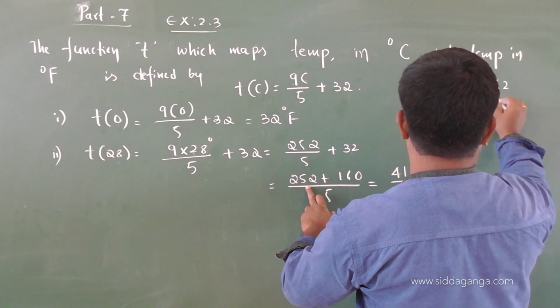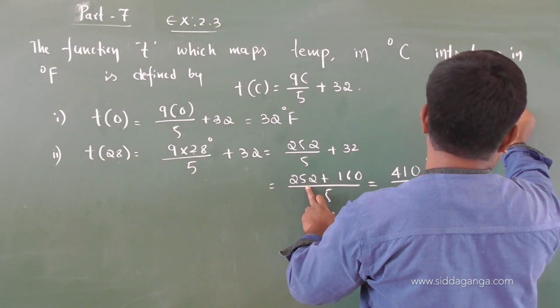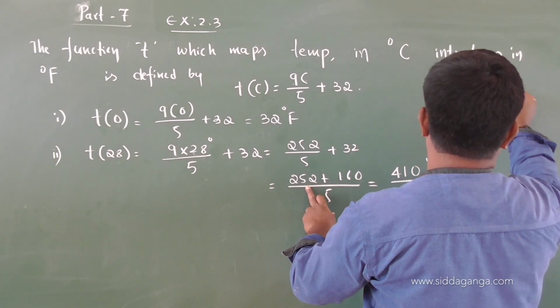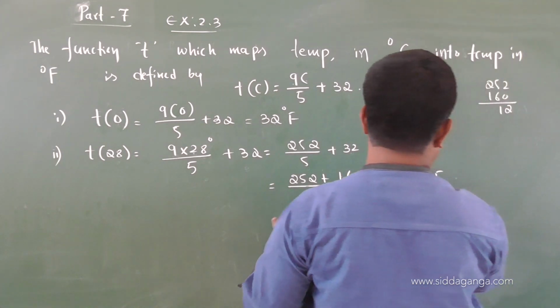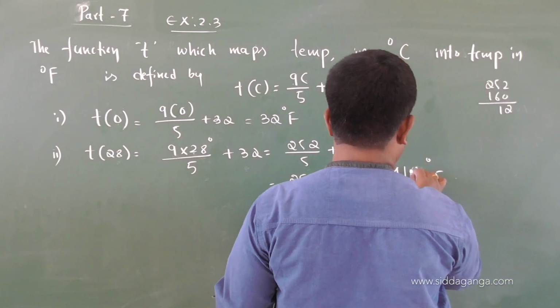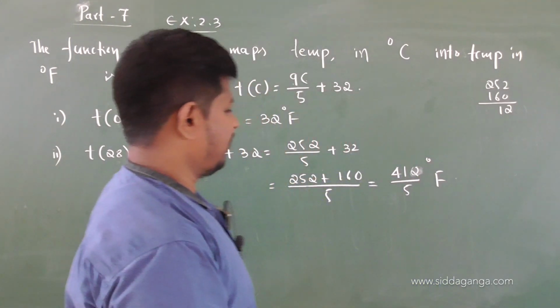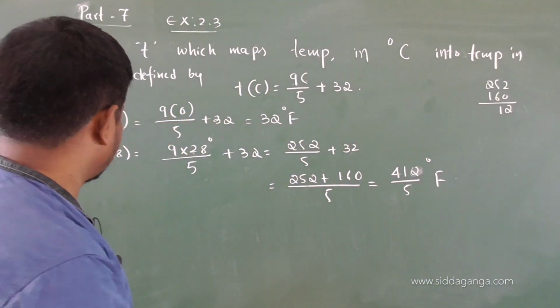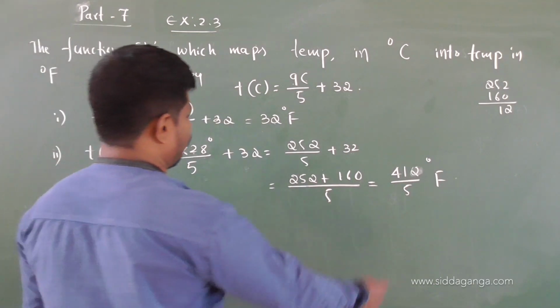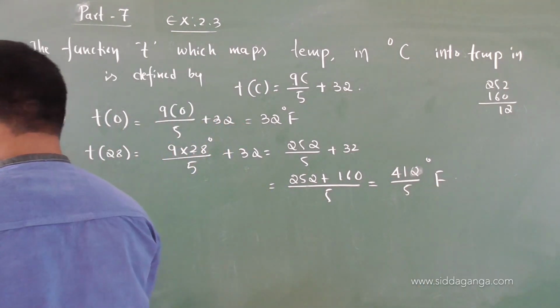252 plus 160, so 412, I think. So 412 by 5 degree Fahrenheit. That's it. You mean 28 degrees centigrade is the same as 412 by 5 degree Fahrenheit. You can simplify that.